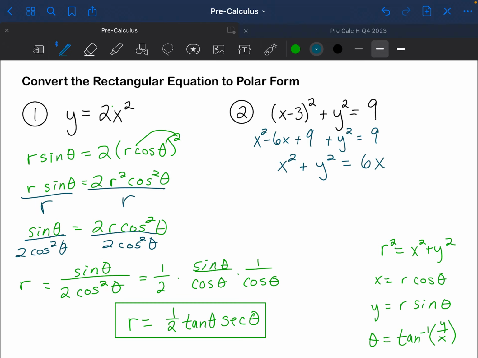Now we could try to wholesale do r cosine theta for x and r sine of theta for y. But why do that when I can just replace x squared plus y squared with r squared? Right now I've got an x all by itself, so that one I'm going to replace with r cosine theta. And we're almost done. Since I've got an r on one side, r squared on the other, let's divide both sides by r. That is totally okay. And we're left with r equals 6 cosine theta.